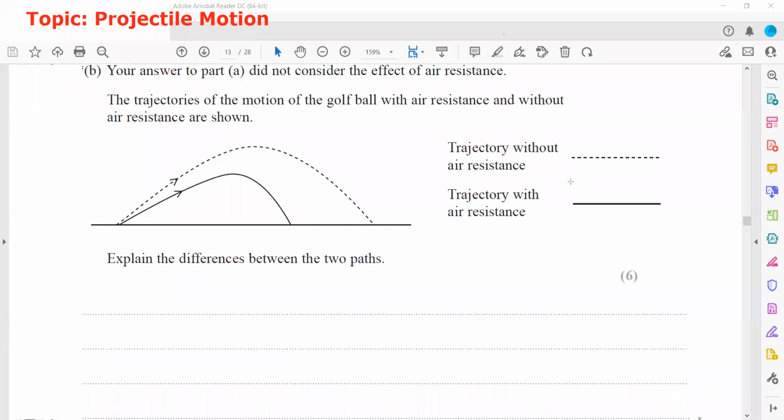This is the second part of the question in which we are considering the air resistance as well. Your answer to part A did not consider the effect of air resistance. The trajectory of the motion of a golf ball with air resistance and without air resistance. You can clearly see with air resistance, a shorter range, without air resistance, theoretically a longer range. Explain the difference in the two paths. Why the two paths are different from each other. So one is with air resistance, another one is without air resistance.